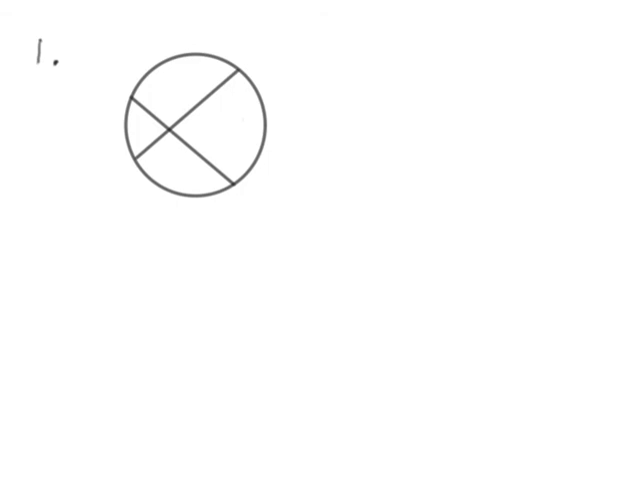Example 1 involves a circle, of course, with two chords inside of it like this. And again, the point where they intersect is not necessarily the center, and it's certainly not the center in this case. Not just because of how it looks, but because we're going to know that's 70, and then this one is going to be 116.